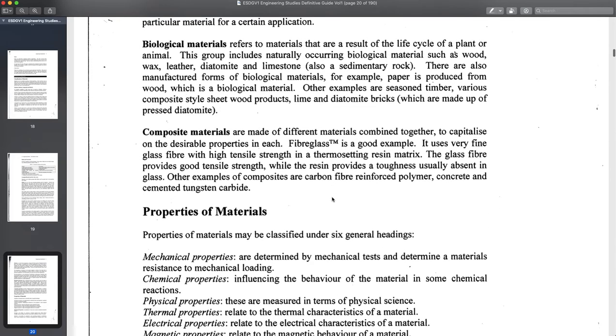Now, I like almost everything that Callister writes in his book. I would say I agree with 95% of what he does. I don't like that he uses meters to the power of 4 rather than millimeters to the power of 4, but that's a whole other situation. I don't like that he has biological materials here because I just don't think we need that distinction. I think we can just move straight on to composite materials.